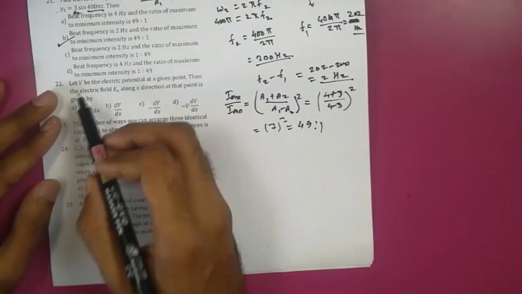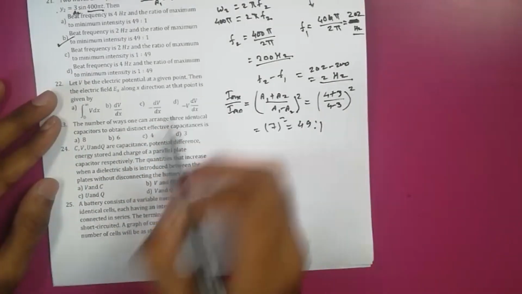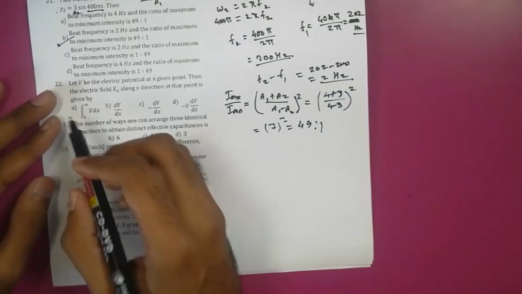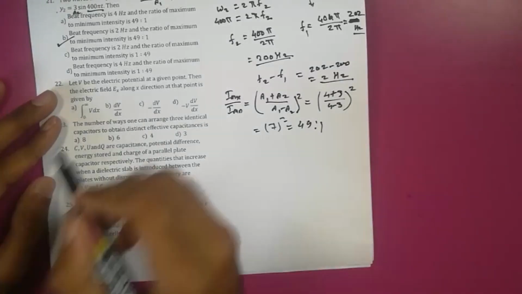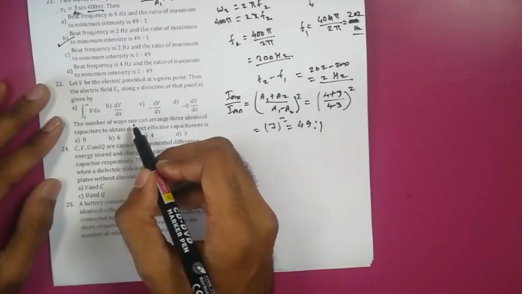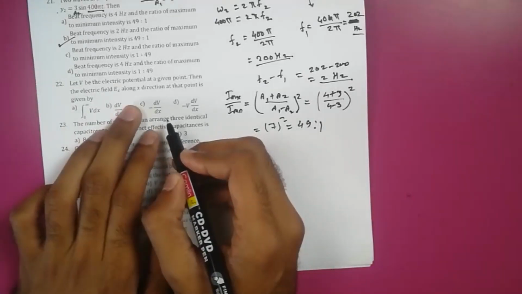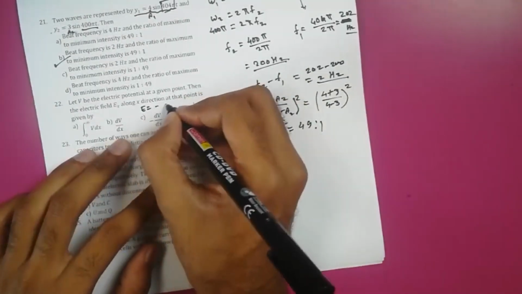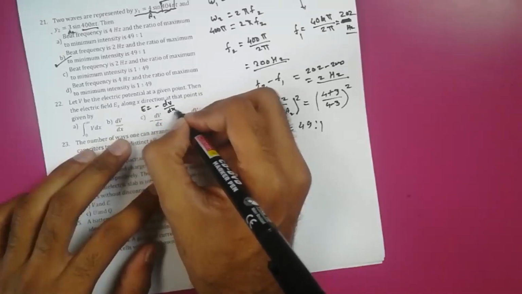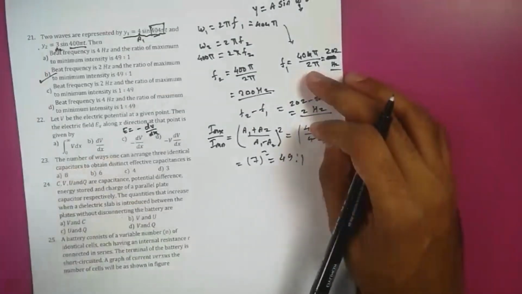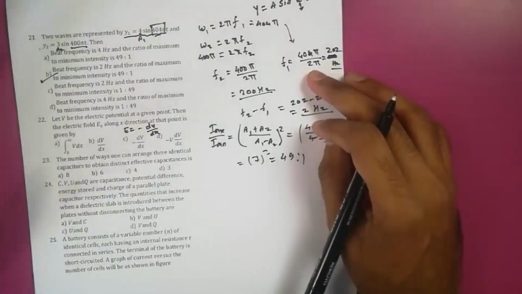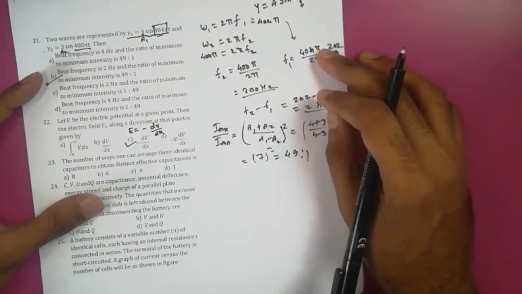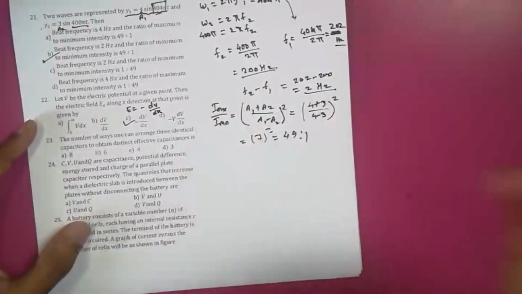22nd. Let V be the electric potential at a given point, then the electric field Ex along the x direction at that point is given by. Now in this case, always remember that the electric field intensity is always the potential gradient, dV upon dx, and shows the negative sign. So it's the potential gradient, which is this option. So you just need to know the formula.